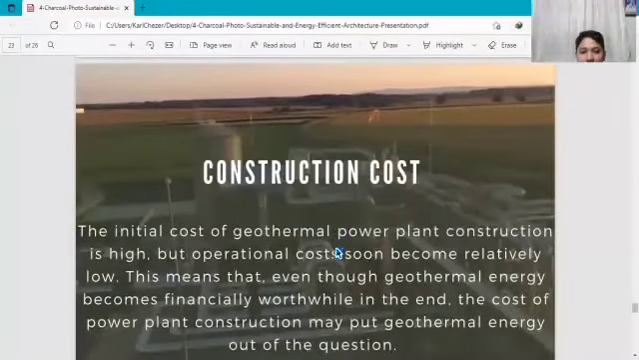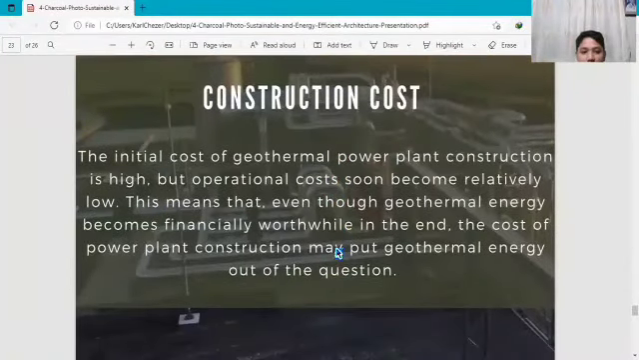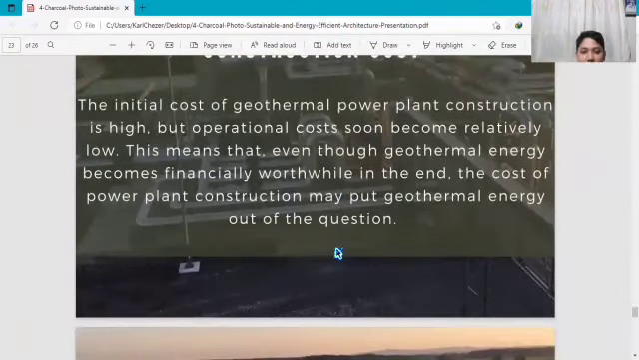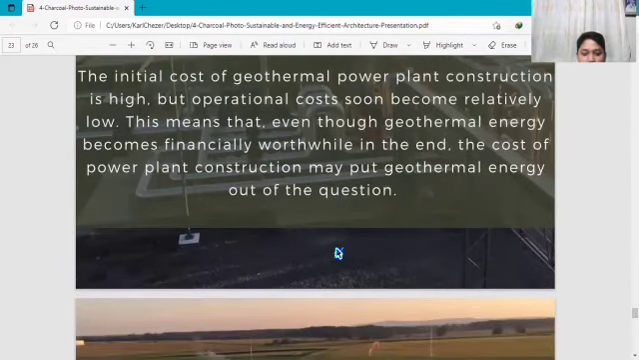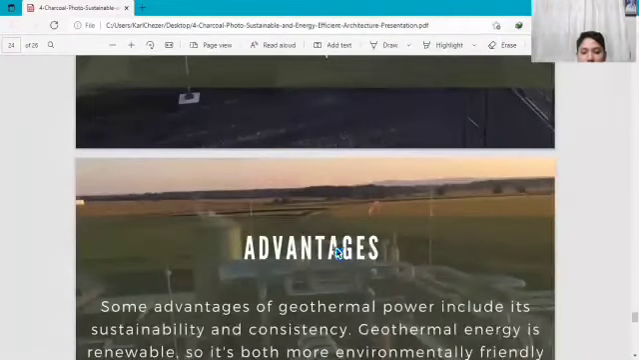Next is ang construction cost. The initial cost of geothermal power plant construction is high, but operational costs soon become relatively low. This means that even though geothermal energy becomes financially worthwhile in the end, the cost of power plant construction may put geothermal energy out of the question.